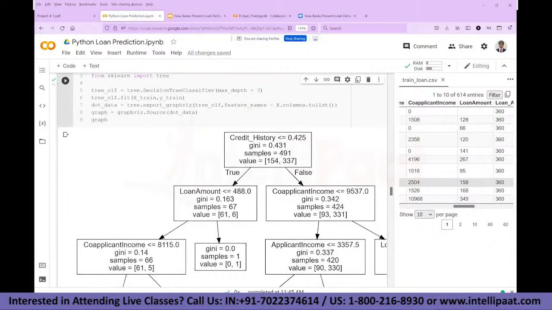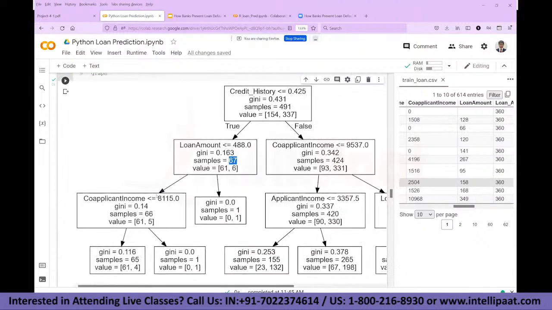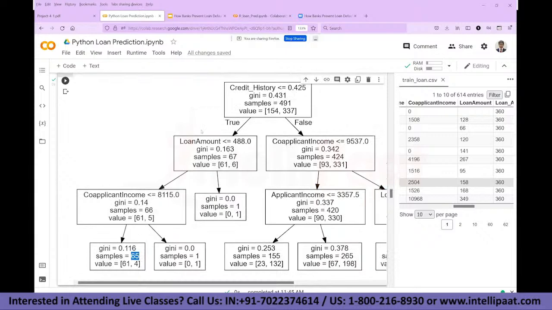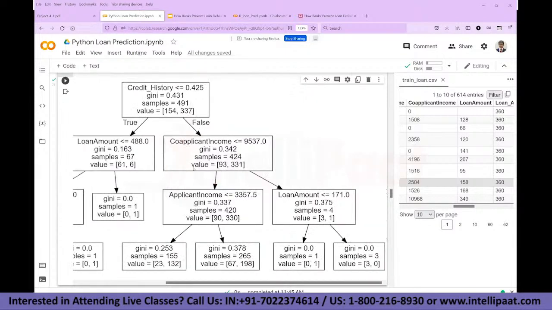If I say that in this case the sample is 491, then when the loan amount condition is true, the sample comes to be 67. For those cases, if it's true and the co-applicant income is less than 8115, the sample is 66. And if it's true, then I'm getting 65 samples, right? So 65 samples is what I'm reduced to at the end of these conditions, and similar for other cases.